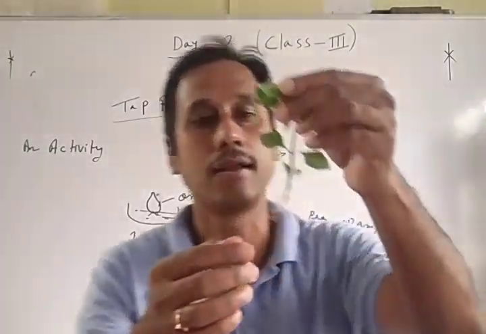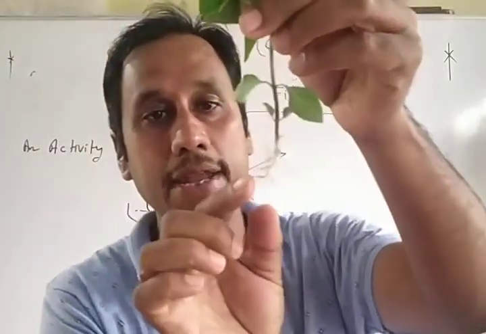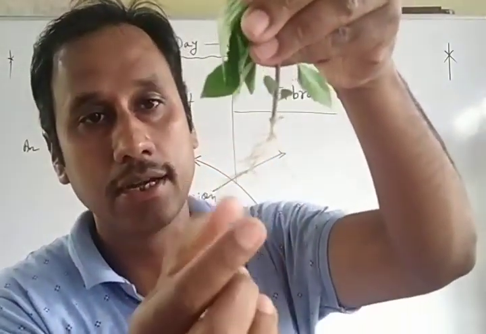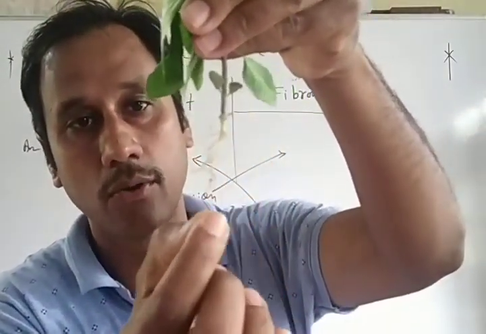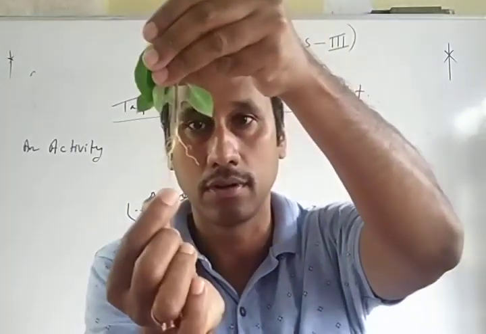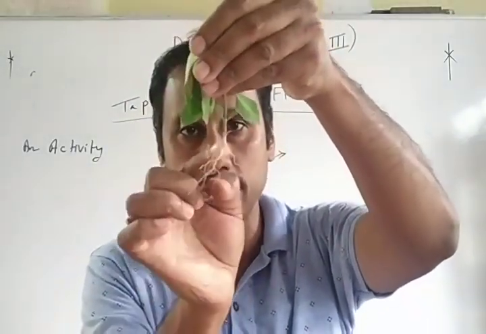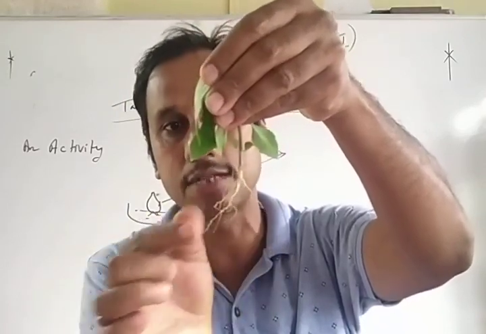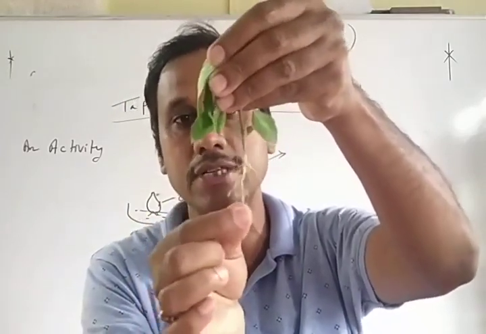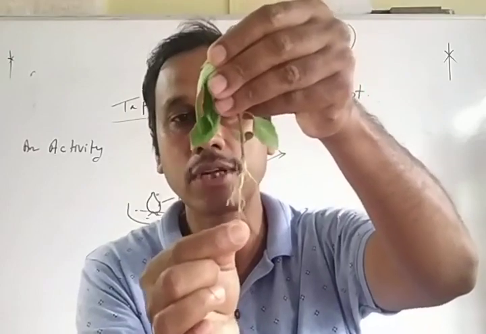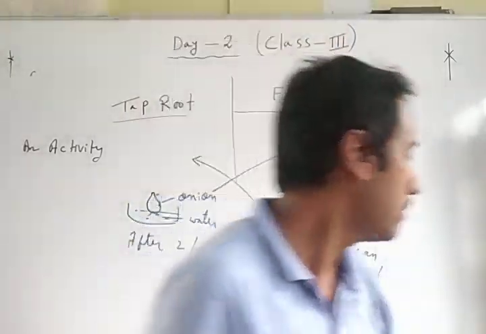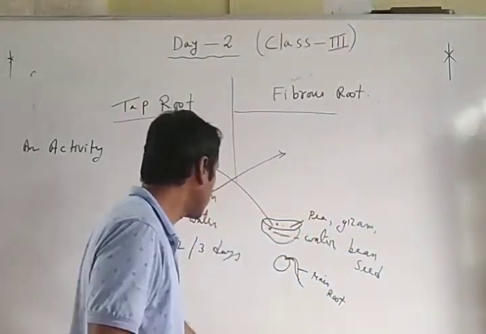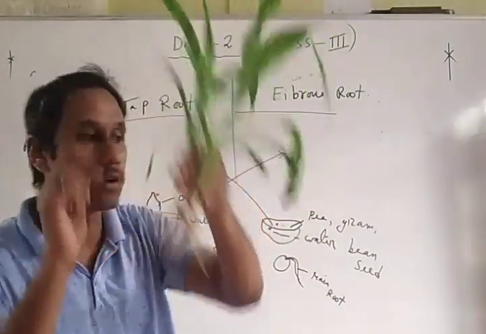And look at the another plant. In here, there is only one main root. Look at here, you can see, this is the main root. I hold it, the main root. This is the main root. Main is going down deep in the soil. Branches will grow. This is the example of tap root. In the fibers root there is no main root. This is a major difference.